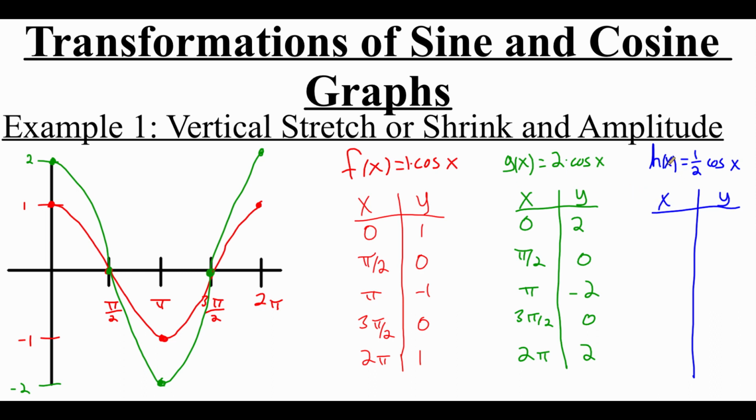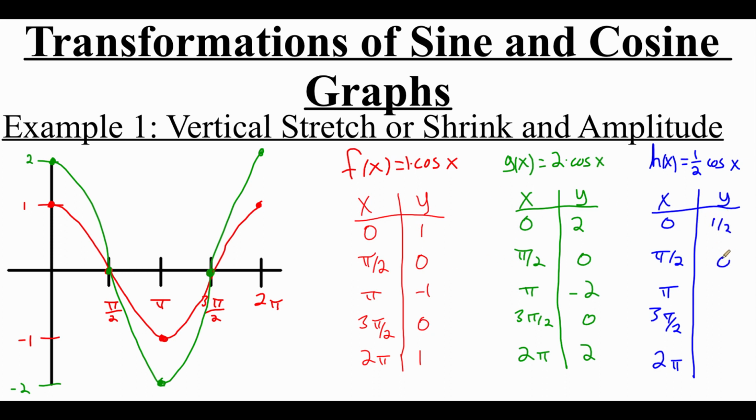Now as I look at my third function here, h of x equals 1/2 cosine of x, I'm going to use the exact same x values again: 0, pi over 2, pi, 3 pi over 2, and 2 pi. But again, we're going to have to adjust the y value. So I'm going to look back to my original cosine function. But because I've got that 1/2 multiplier out in front, I'm supposed to multiply all of these y values by 1/2. So 1 times 1/2 is 1/2.